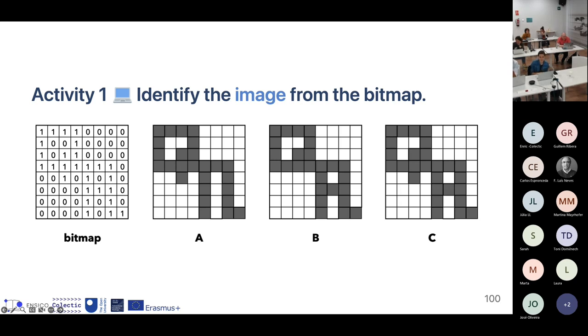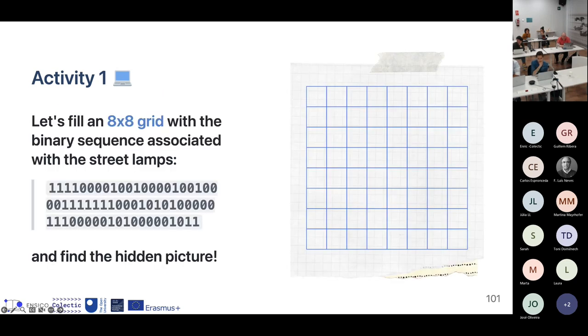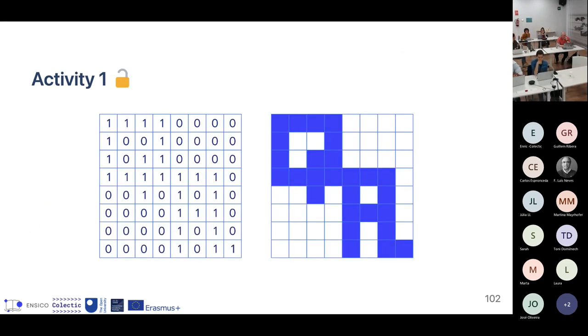So basically what we did was we filled an 8x8 grid with a binary sequence from the street lamps. We put these bits in the grid on the right, and we colored the ones black and the zeros white, and we got a black and white picture with little squares like this. So the correct answer was C. I know this is tricky, because if you miss a bit, then it will show something else.